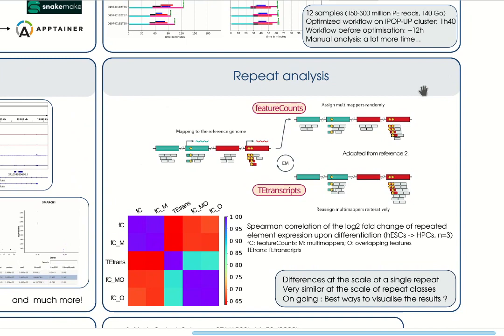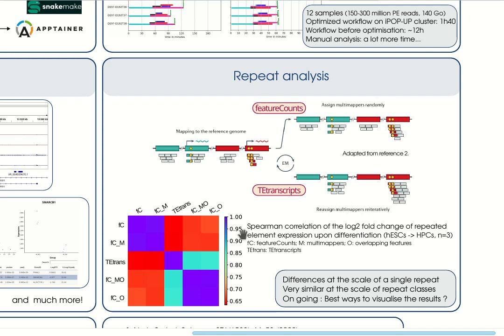Focusing more on the repeat analysis, 2 algorithms are implemented. One using featureCounts that assigns multi-mappers randomly, while the second is based on TEtranscripts, and it reassigns the multi-mappers iteratively and puts more reads on the repeats that already have reads.